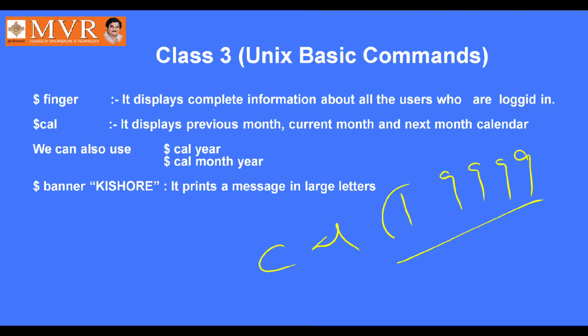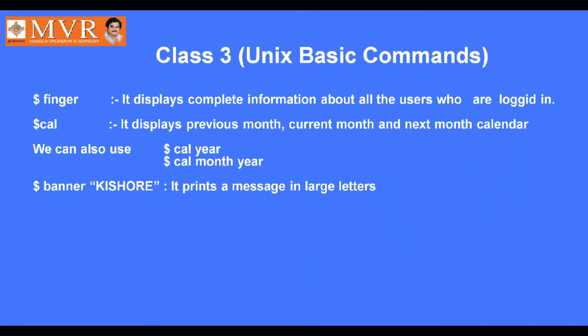So you can display from the first year to the 9999th year calendar using this cal command. Okay, hope you are getting the commands. And the next command is the banner command. So what is this banner command?